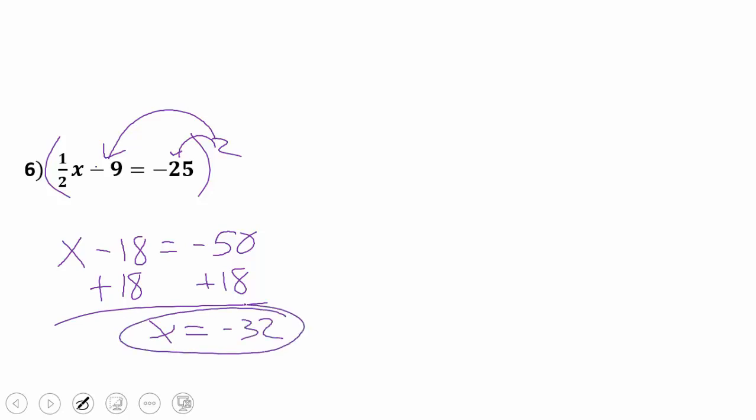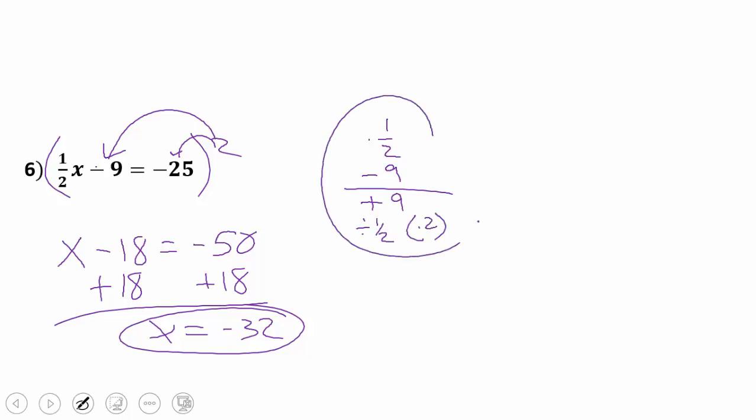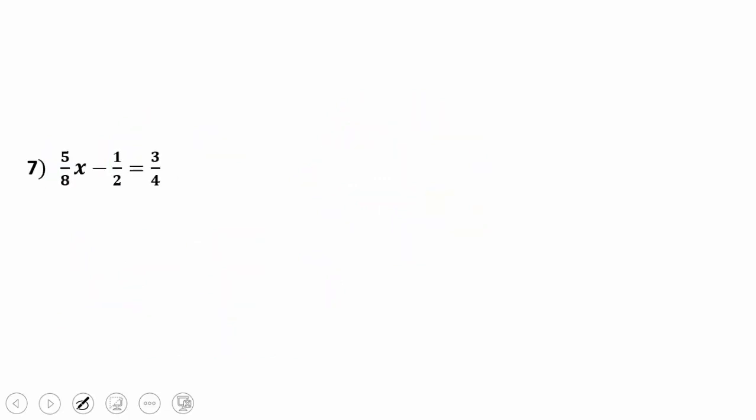And if you don't believe me, then you can go the old-fashioned way and say, hey, I multiplied by 1/2, and then I subtracted 9. The inverse would be to add 9 and then divide by 1/2, which is the same as multiplying by 2. If you follow this procedure right here, you will end up with the same answer of negative 32. I guarantee it.